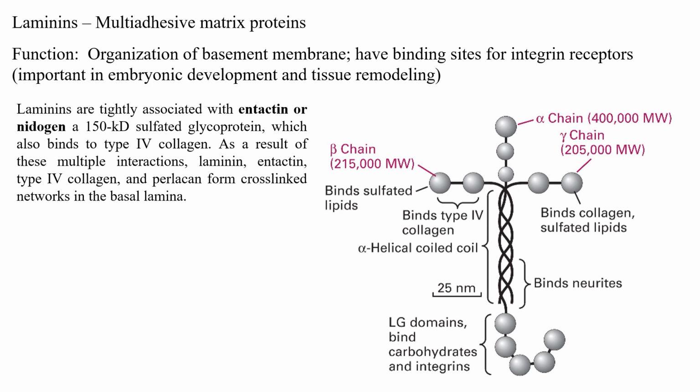Further, laminins also possess binding sites for at least 6 different integrin receptors and are thus involved in many cell matrix interactions. Such interactions have been shown to be important during embryonic development, as I already mentioned, and also for tissue homeostasis and remodeling.